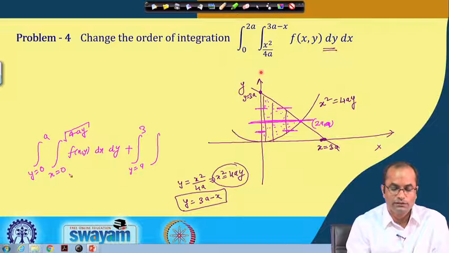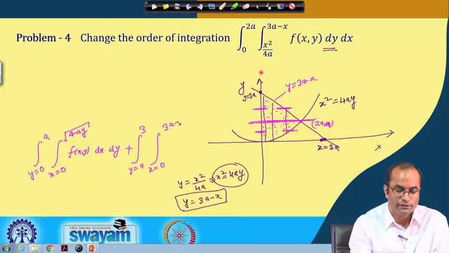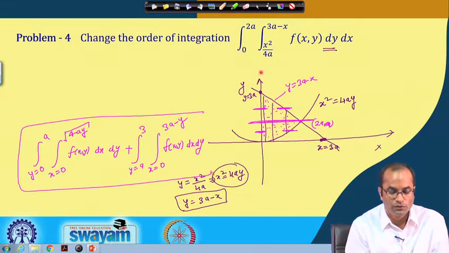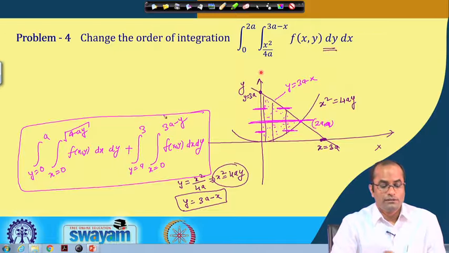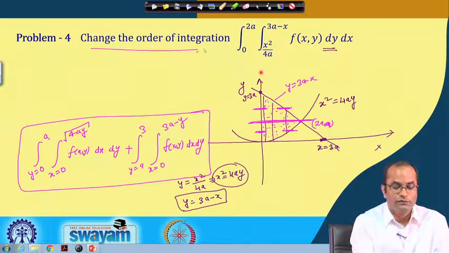Now, for the range of x, it is from this line to that line. So, here x goes from 0 again and to this line, which was y is equal to 3a minus x. So, that means x here is 3a minus y, and then we have this f(x, y) and dx and dy. So, this is the change of order of integration.